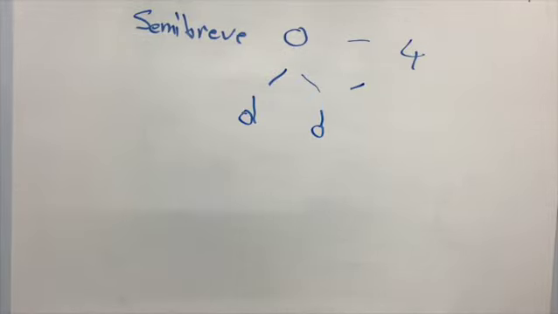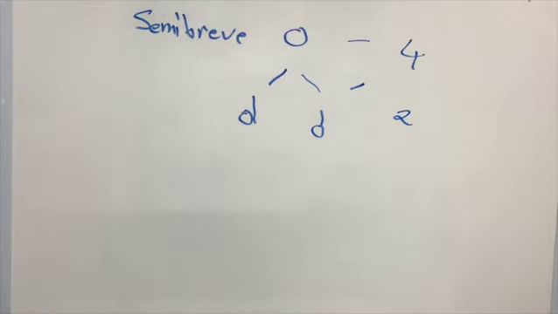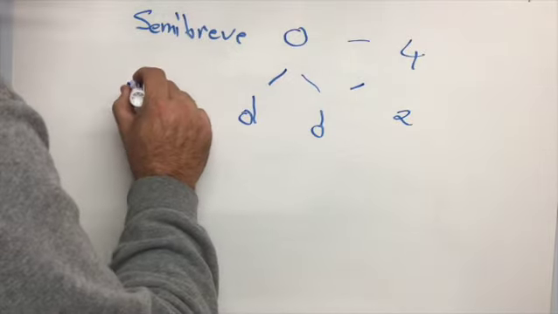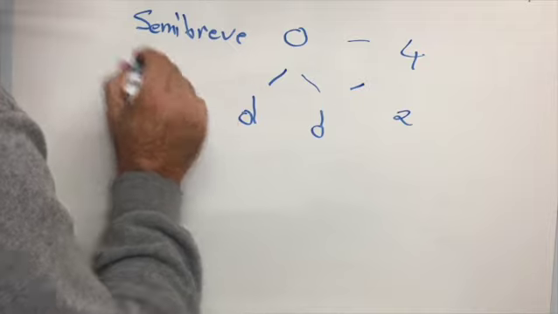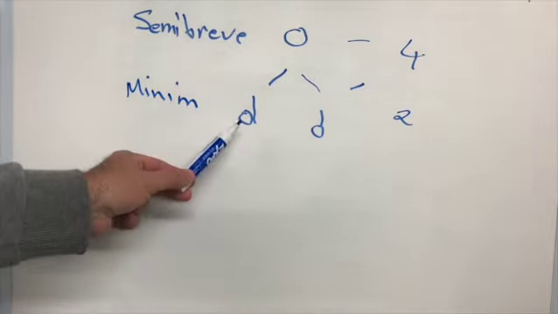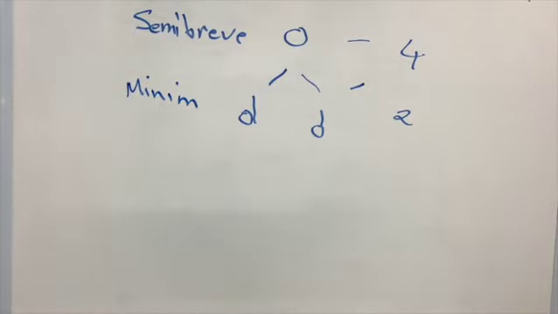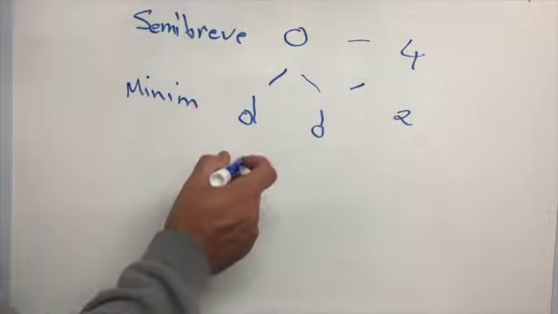Okay, so what's half of four? Half of four is two. Okay, they're called minim. So you would go one, two, one, two. So it would sound like this. One, two, one, two. So you would hold the note for two counts, two beats.